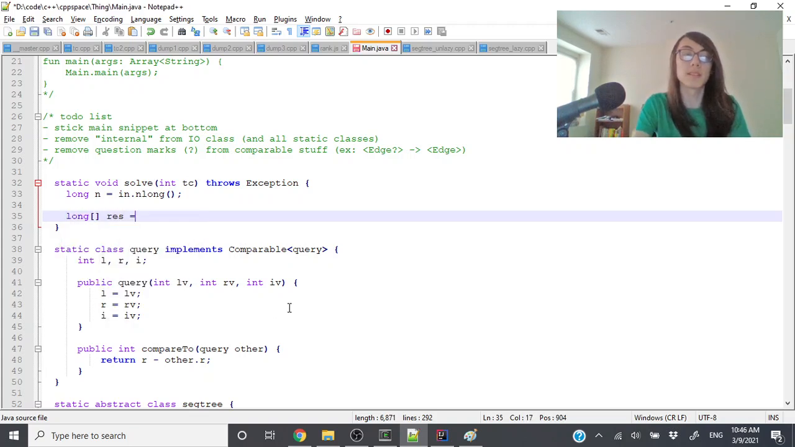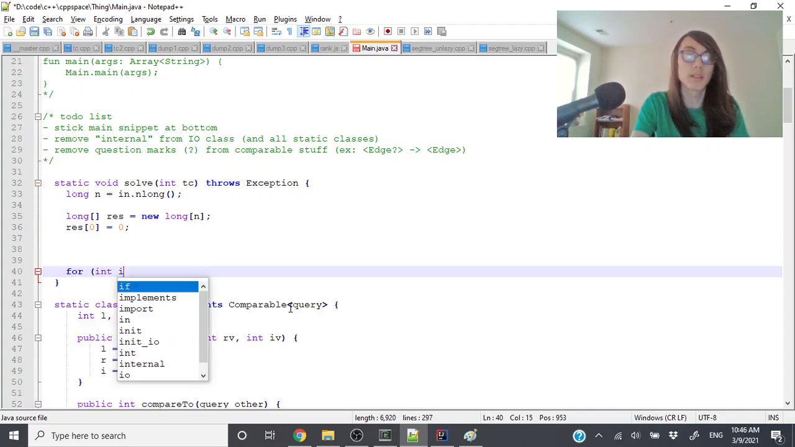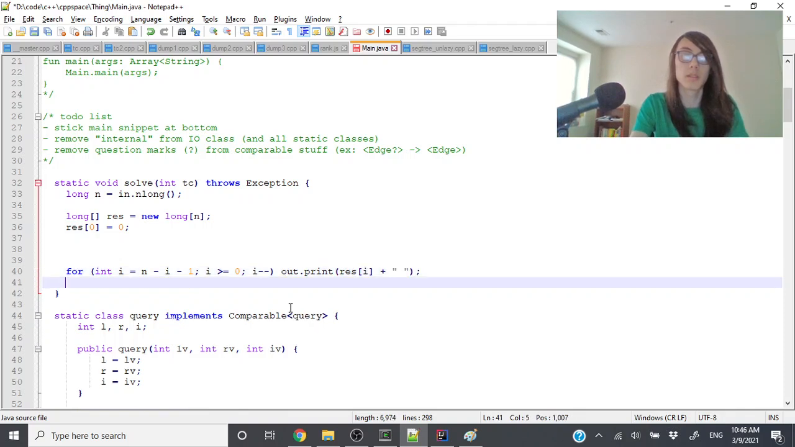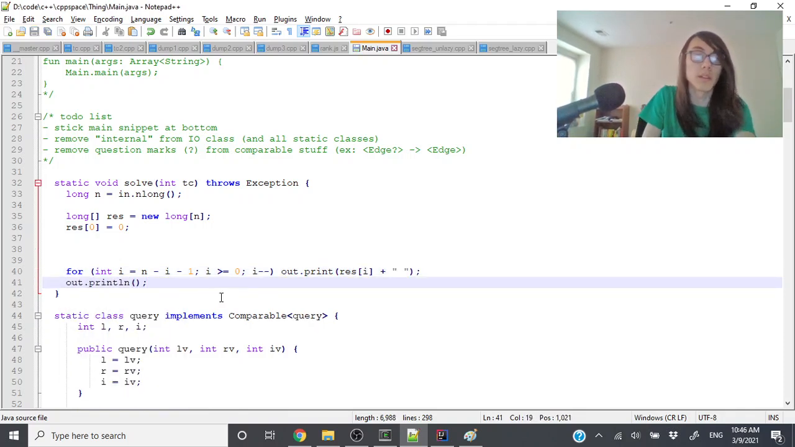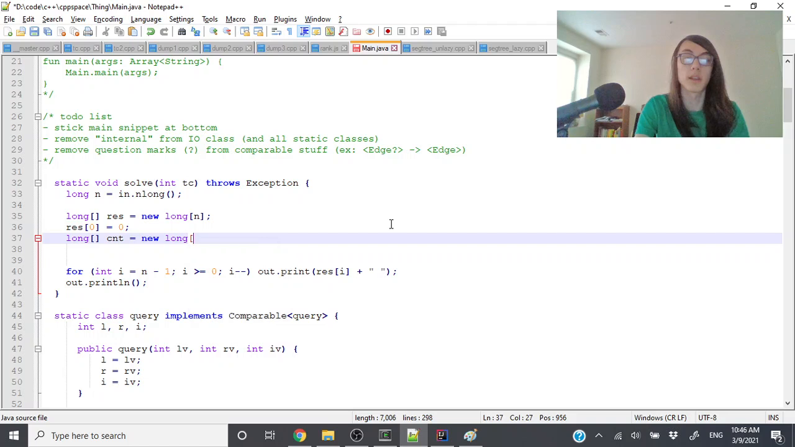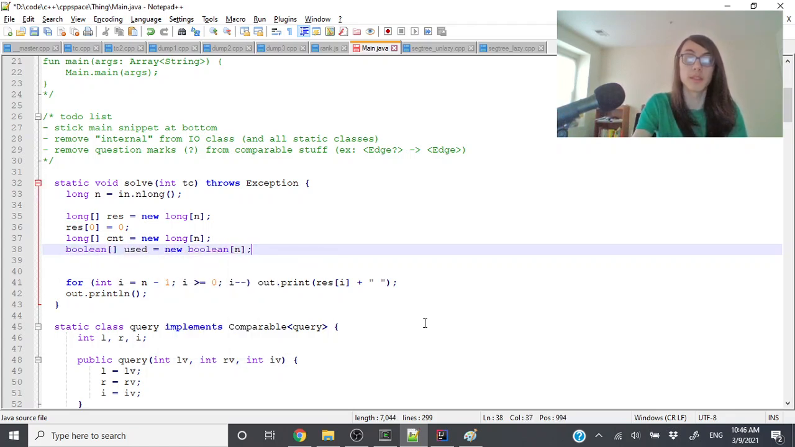So long res equals new long n. Res 0 equals 0. For int i, m minus i minus 1. Minus 1. Okay. Alright. Long count equals new long n. Boolean used equals new boolean n.